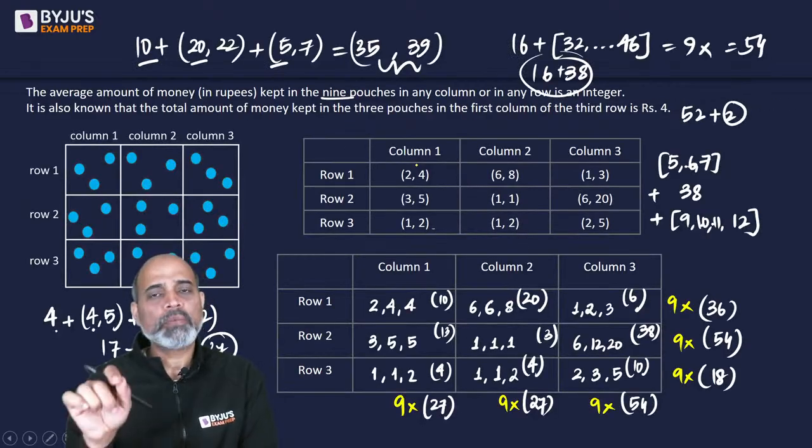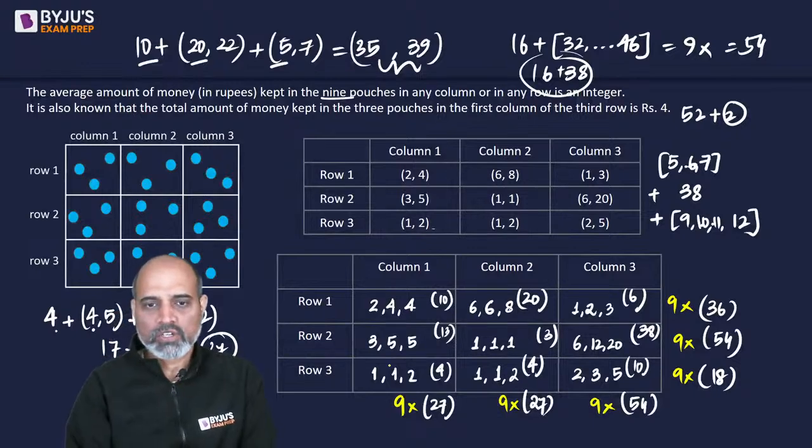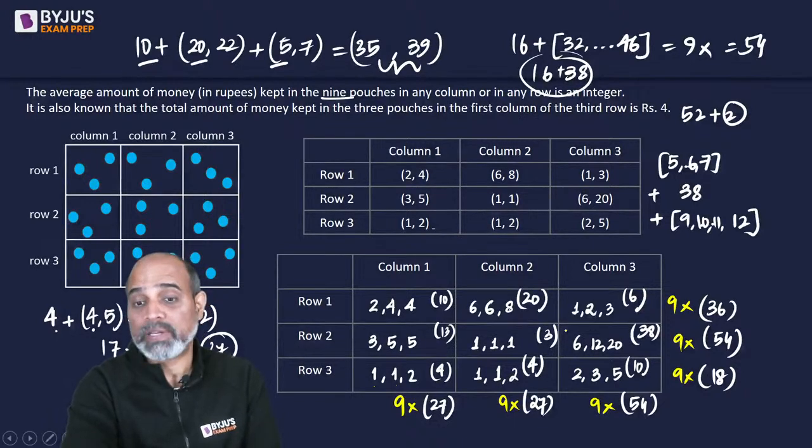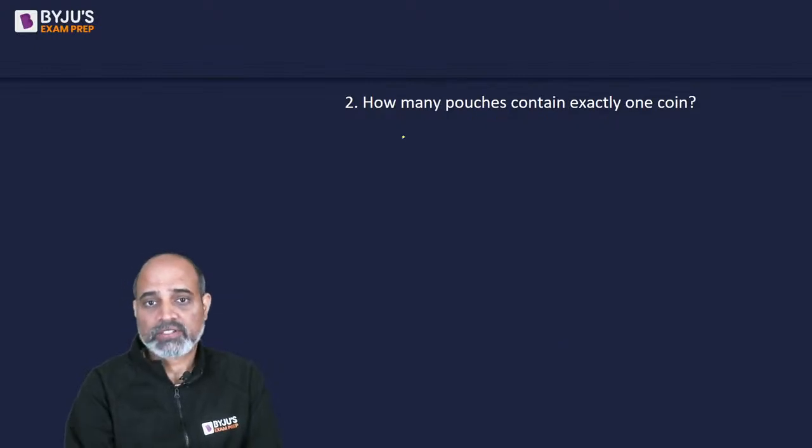Next one, how many pouches contain exactly 1 coin? So at how many places do we see 1? We have got 1, 1, 2, 3, 4, 5, 6, 7 and 8. There are 8 places where 1 is written. So the answer is going to be 8.